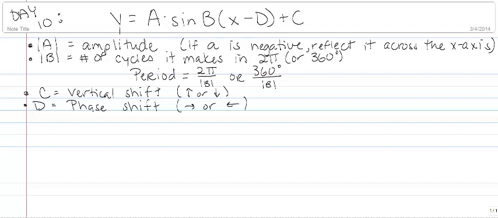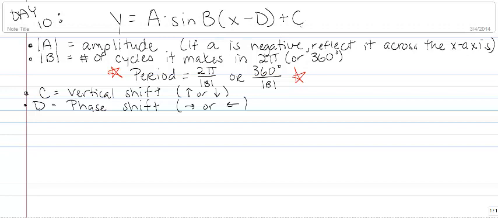When you look at A, you take the absolute value of it, that's the amplitude. If A is negative, then we'll reflect it across the x-axis. We'll worry about that later. We'll do an example of that. Now for B, absolute value of B, that's the number of cycles it makes in 2 pi or 360 degrees. The big thing for you guys to see is that the period is equal to 2 pi over the absolute value of B, or 360 degrees over absolute value of B. And we'll get some practice with that.